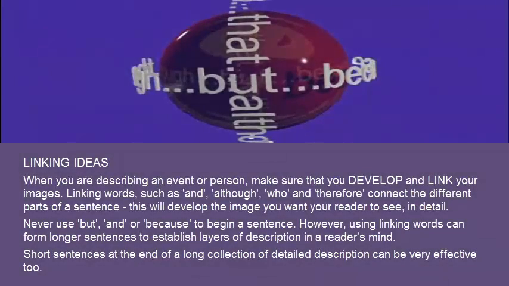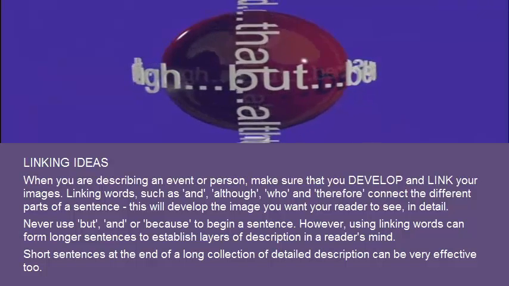Linking ideas. When you are describing an event or person, make sure that you develop and link your images. Linking words such as and, although, who, and therefore connect the different parts of a sentence. This will develop the image you want your reader to see in detail. Never use but, and, or because to begin a sentence. However, using linking words can form longer sentences to establish layers of description in a reader's mind. Short sentences at the end of a long collection of detailed description can be very effective too.